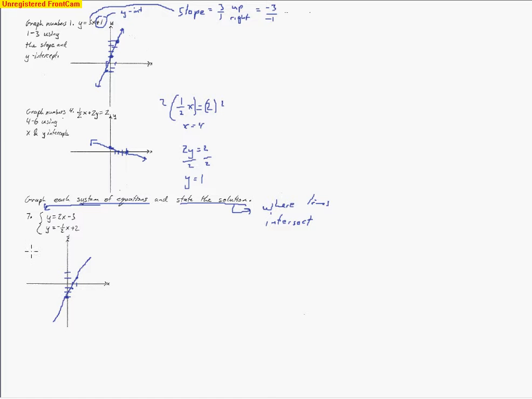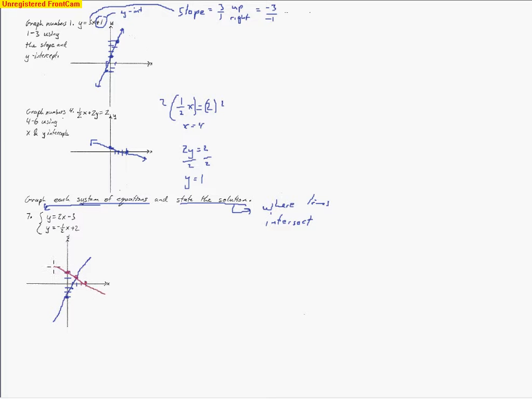Let's take a look at the next line. I'll use a different color to show that it's a different line here. We'll start at positive 2 for the y-intercept, and you use the slope. Down 1, 2 to the right. So down 1 space, 2 to the right. And right there, that's where they're crossing. Down 1 space, 2 to the right. And we've got another line.